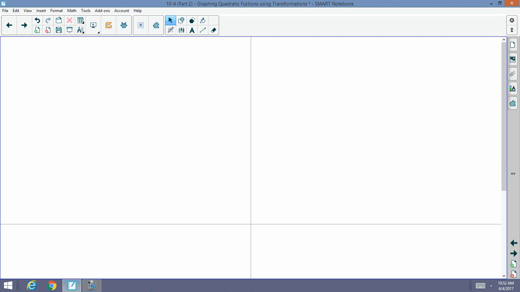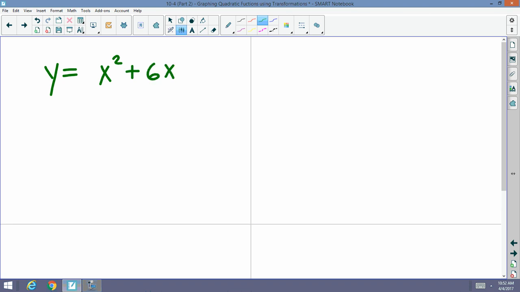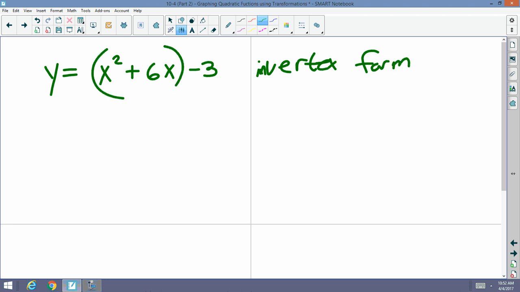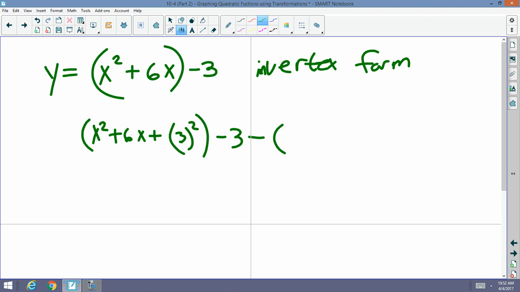Let's go ahead and write y equals x squared plus 6x minus 3 in vertex form. So step one, isolate those two. Step two, complete the square. So x squared plus 6x plus b over 2 squared. B over 2 here is 3, squared. So you have the minus 3 minus the b over 2 squared.